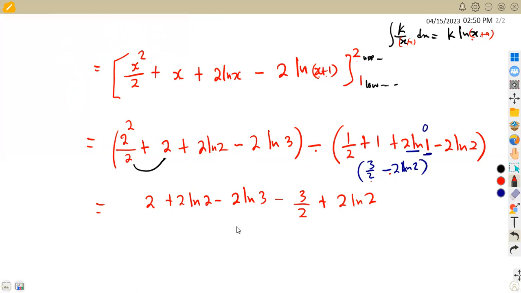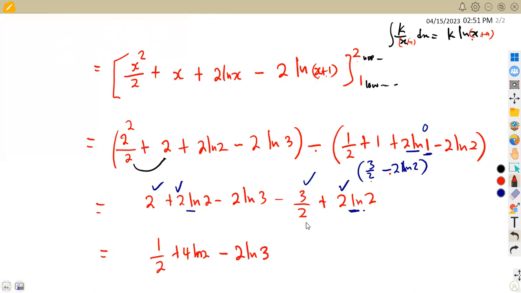So let's see what you're going to have in this case. If you are to collect like terms, that's 2 minus 3 over 2. So that is going to give us 1 over 2. So this will give us 1 over 2. If we simplify, this is 2 ln 2 plus 2 ln 2, we can add because this is ln 2, so we can add 2 plus 2, which is 4 in this case. So we're going to have 4 ln 2. So it is going to be 4 ln 2 minus 2 ln 3.